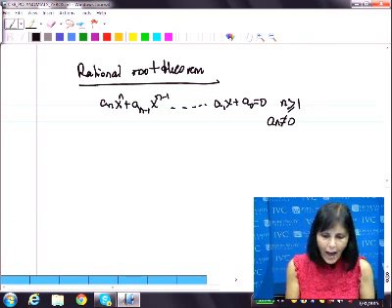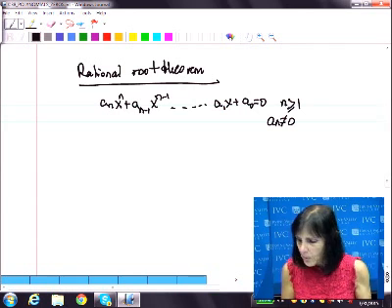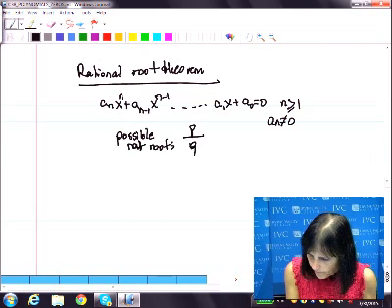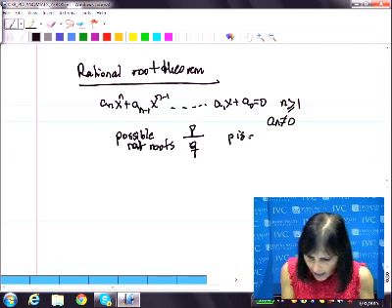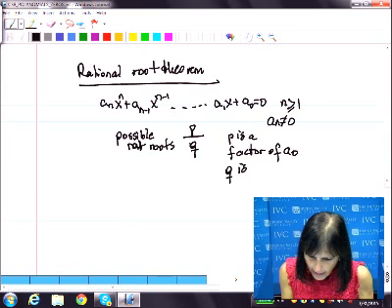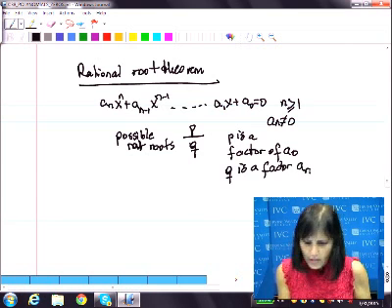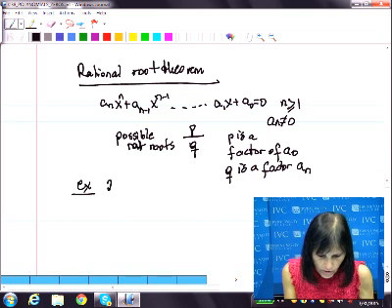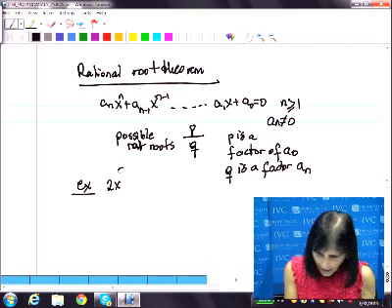Okay. Now, possible roots, possible rational roots is going to be p over q. Possible rational roots. What is p and what's q? P is a factor of the constant term, and Q is a factor of the leading term. Okay, so let's do an example. It's going to give me a list of things that I can deal with.